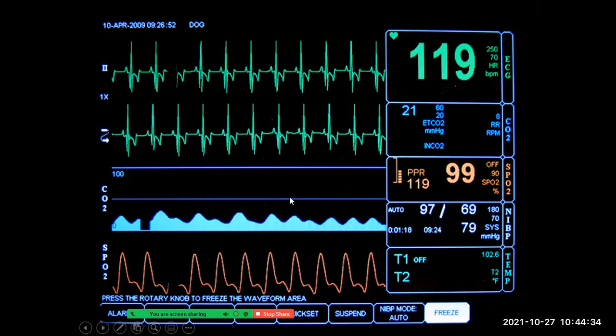Here is the CO2 monitor. It's not connected. This is a respiration monitor. It is counting breaths per minute, and that's at 21. That's pretty high. And this is the pulse ox, and it's reading at 99%. I'm sorry, here's the pulse ox at the bottom, and it's at 99%. Here is your breaths per minute at 21 breaths per minute. Blood pressure is 97/69, and the temperature is off right now. You can see the alarm is set at 102.6.